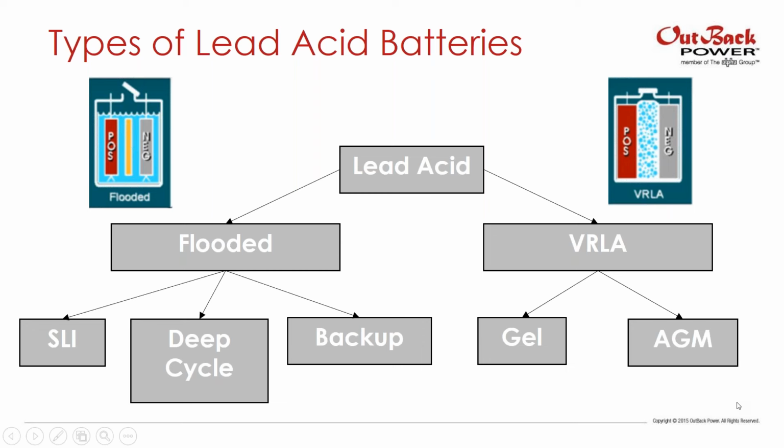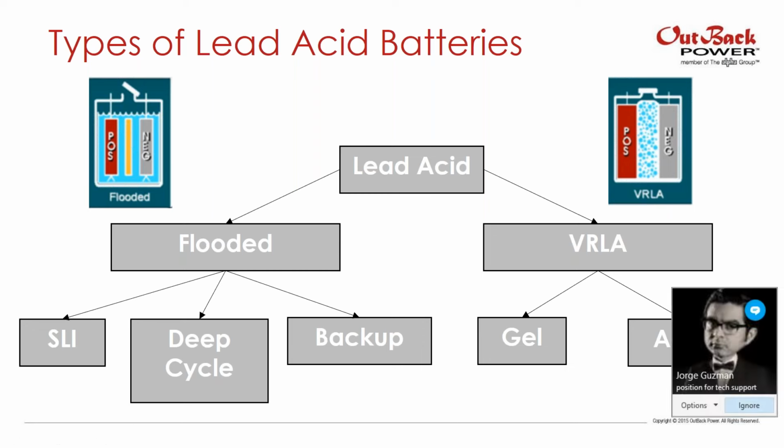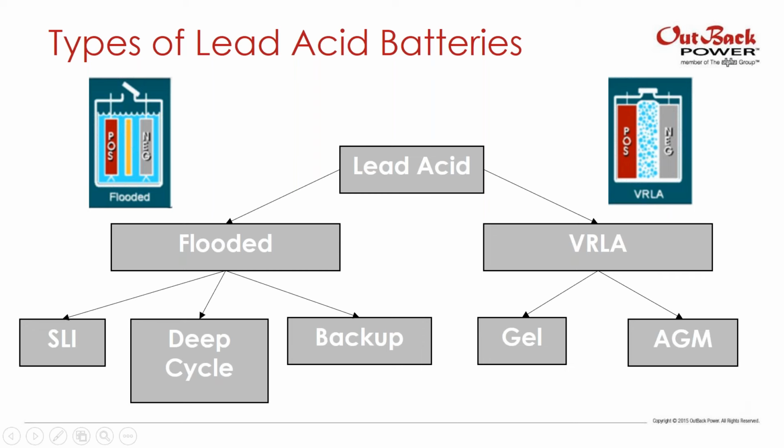Flooded batteries are further broken down into starting, lighting, and ignition batteries. Those are your car batteries. They have high current for a very short amount of time. Then you have deep cycle batteries, which are what we really use in renewable energy for those kinds of storage. They're able to cycle daily for thousands of cycles, and they're able to do deep discharge. That's how we get the name deep cycle.